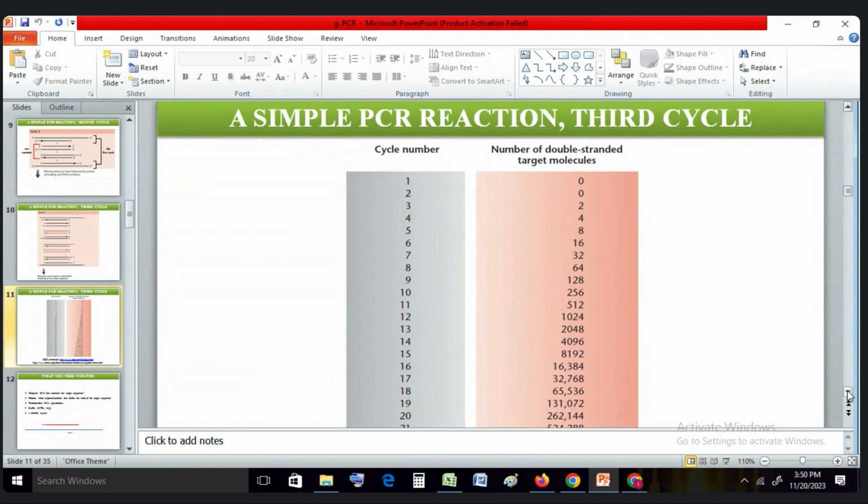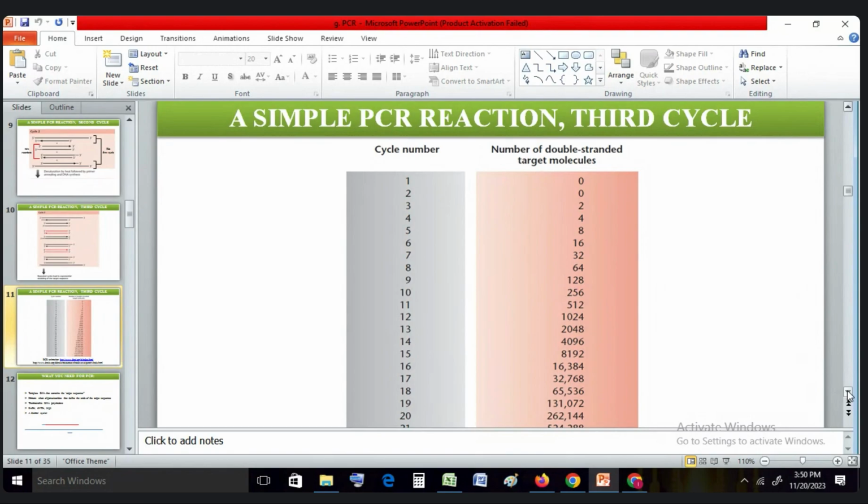Now, a question for you. Take an example. You have a primer set. One has a melting temperature of 60, another has a melting temperature of 58. What could be the annealing temperature of this PCR? What annealing temperature should be used for this PCR to work? Sir, lower than 58. Exactly, very good understanding.